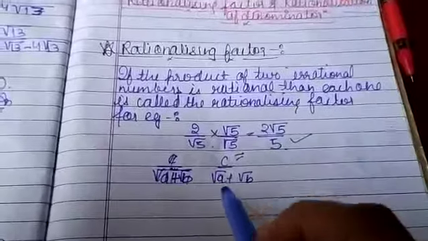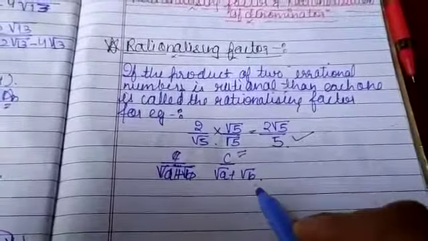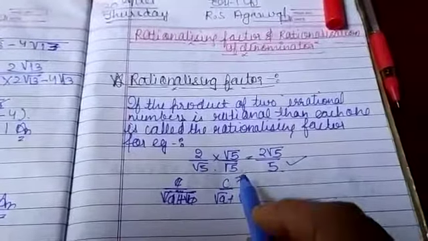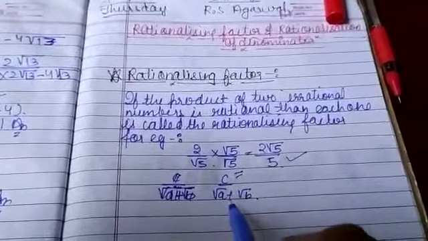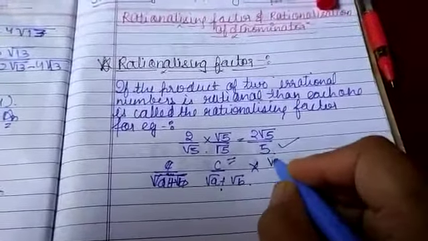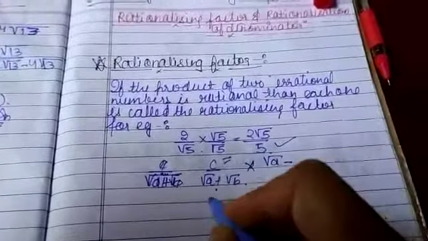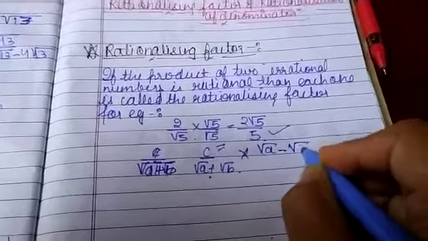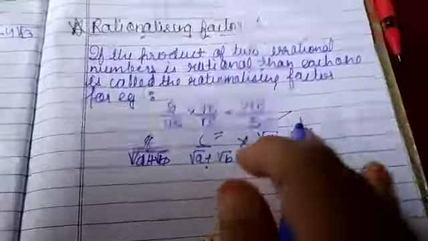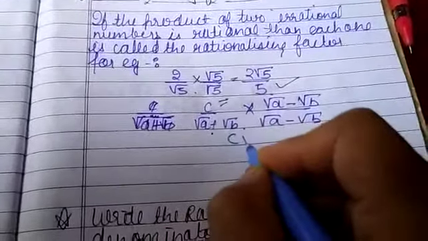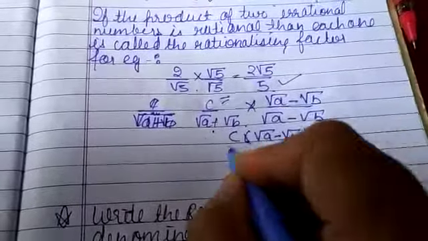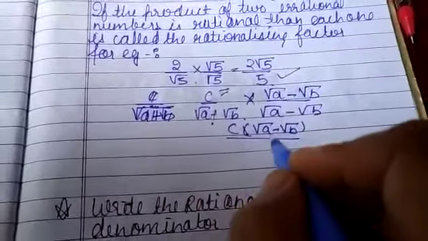Now coming to the next: c upon under root a plus under root b. As I told you, if it is a single term, then just multiply with the same. If it is double, then whatever the sign is given in between, just multiply with the opposite of that. Opposite means if it is positive, multiply it by negative in this manner. Understood? So c will be multiplied as a whole by under root a minus under root b.